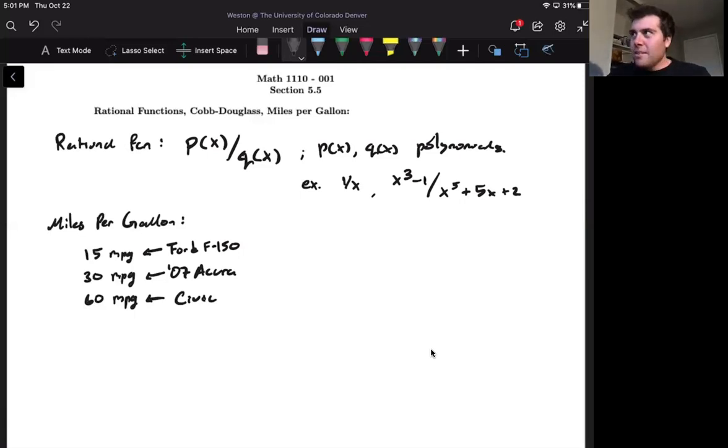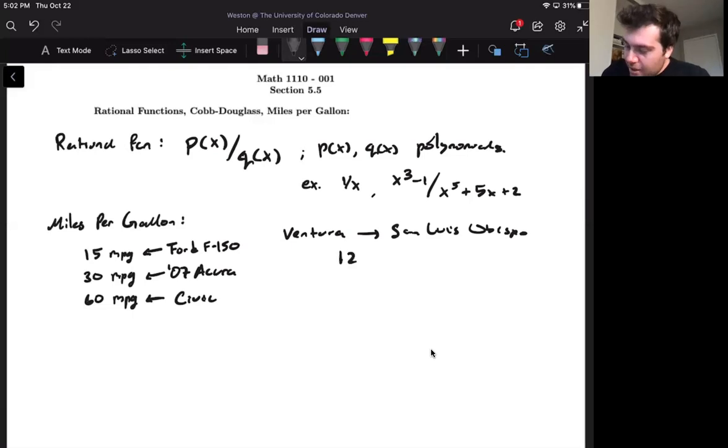Typically, through most of my undergrad and my master's, I would drive from Ventura, where my parents live, to San Luis Obispo, where my school is, or school was. And so that was 120 miles. So depending on which kind of car I'm driving, I might wonder how many gallons of gas I'm going to use, because I'm a poor college student. I want to make sure that I'm getting a good value.